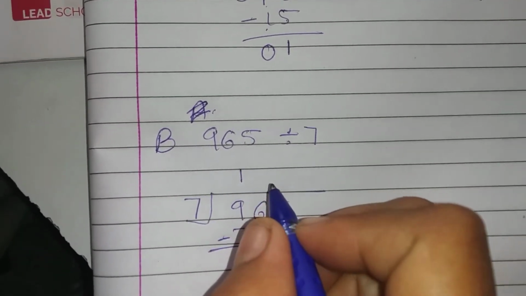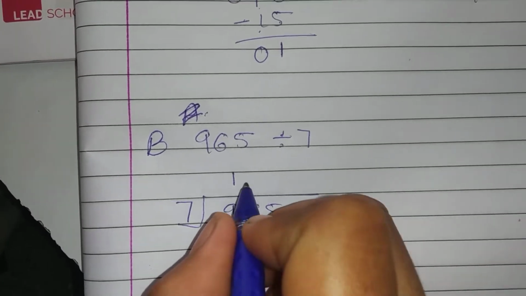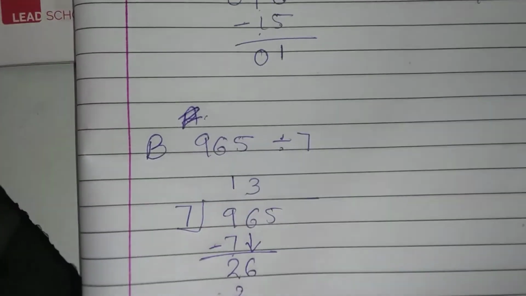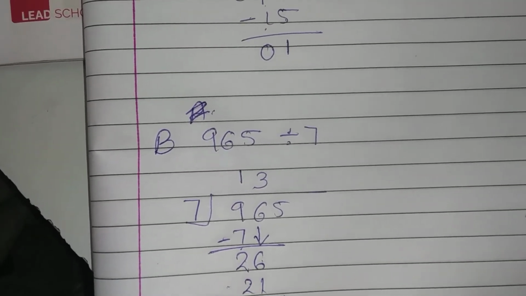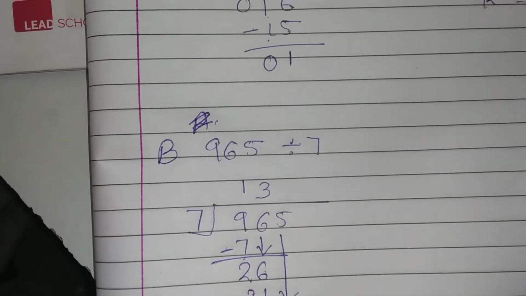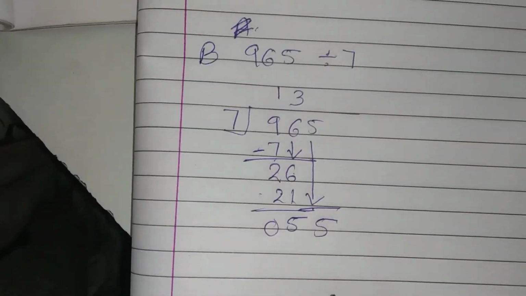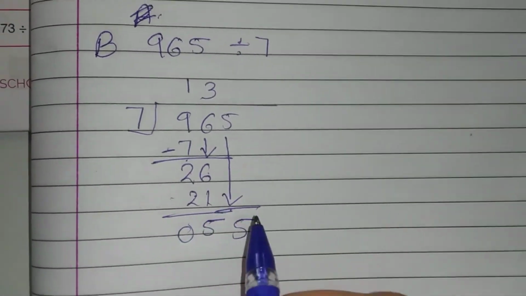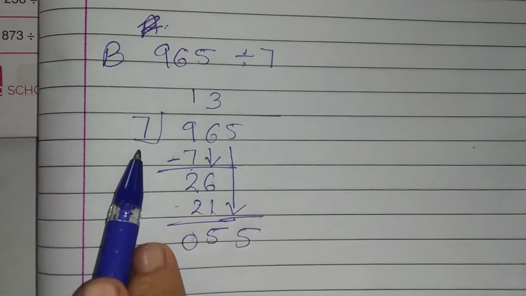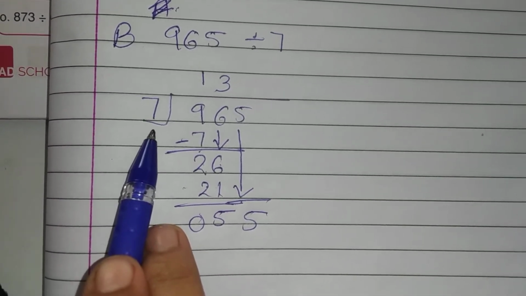7 3s are 21. 7 4s are 28. So we use 7 3s are 21. 6 minus 1, 5. 2 minus 2, 0. Bringing down here 5. Next number is 55. So in that, 7 7s are 49. 7 8s are 56.